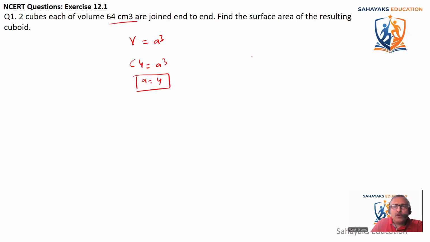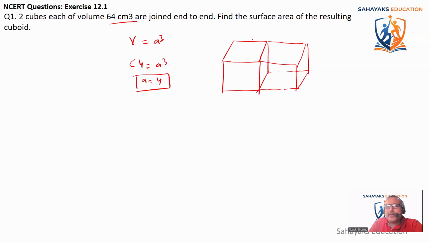Now they are saying 2 cubes are joined together. Let me just make the figure to show how exactly it will look. This is 1 cube and this is another cube. So the 2 cubes are joined together. If this side is 4, this side is 4. Now it becomes a cuboid. The length of the cuboid is 4 plus 4, that is 8 centimeter. What is the breadth of the cuboid? It still remains the same, 4 centimeter. And the height of the cuboid also remains 4 centimeter.